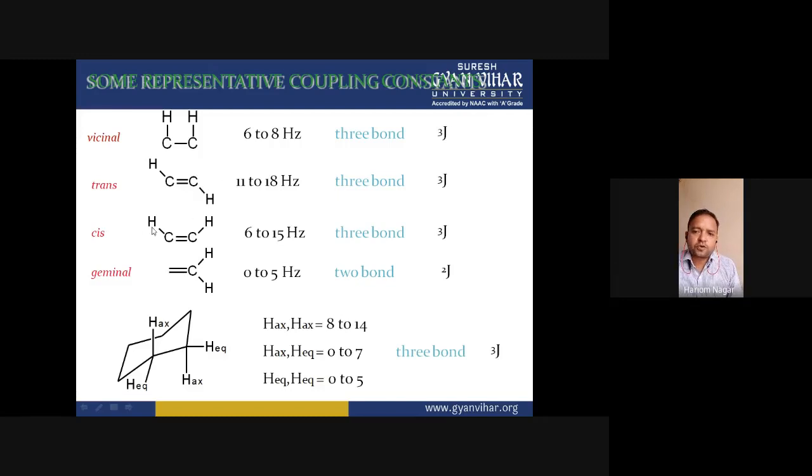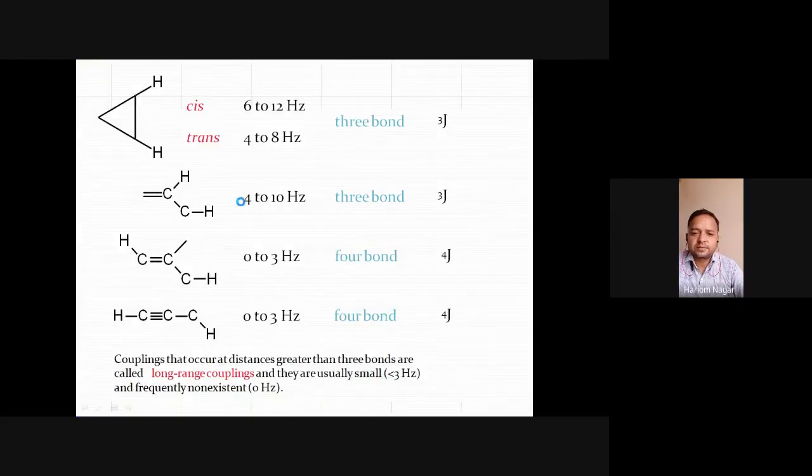But if these two protons are at the cis position, then the coupling constant value would be 6 to 15, somewhat smaller than trans. Because here the dihedral angle is 0, and in this case there is torsional strain. There may be repulsion between the bond pairs. So there is not too high a transformation of the fields between two protons in this case as compared to trans.